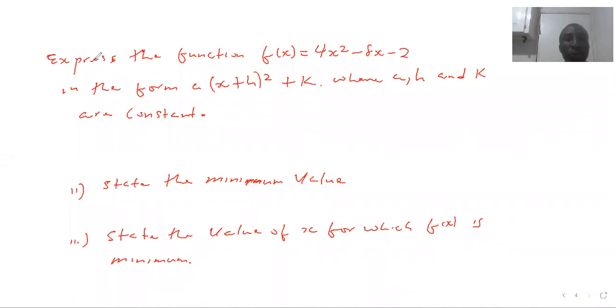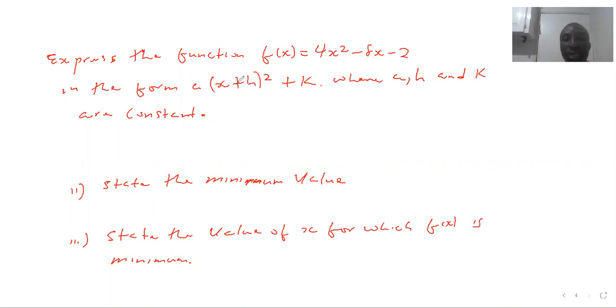All right, so we continue right here. The next example, actually this is a CXC question. They say express the function 4x squared minus 8x minus 2 in the form a bracket x plus h squared plus k, where a, h, and k are constants. In the next question, it asks to determine the minimum value. The last one says state the value of x for which f(x) is minimum. So let's see what they are referring to right here.